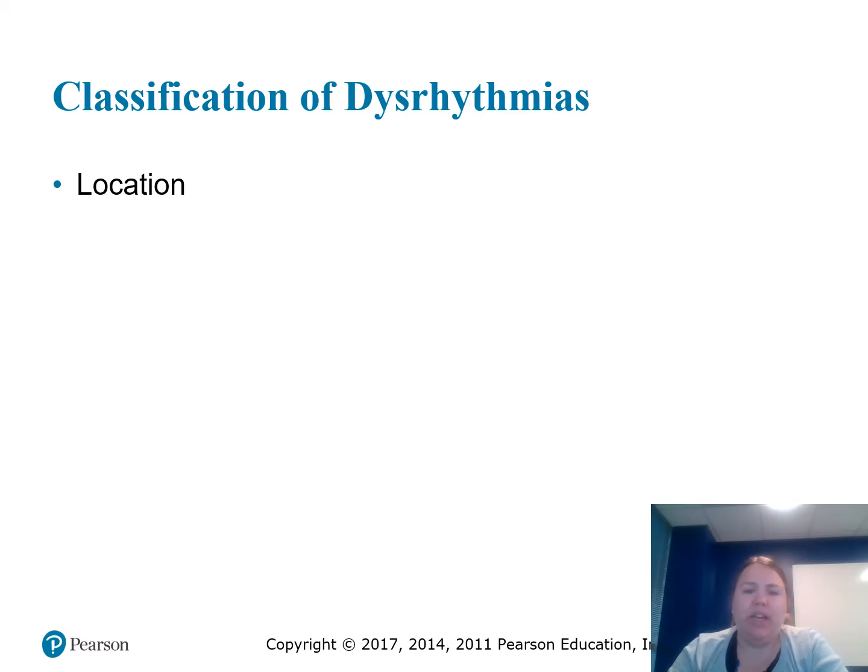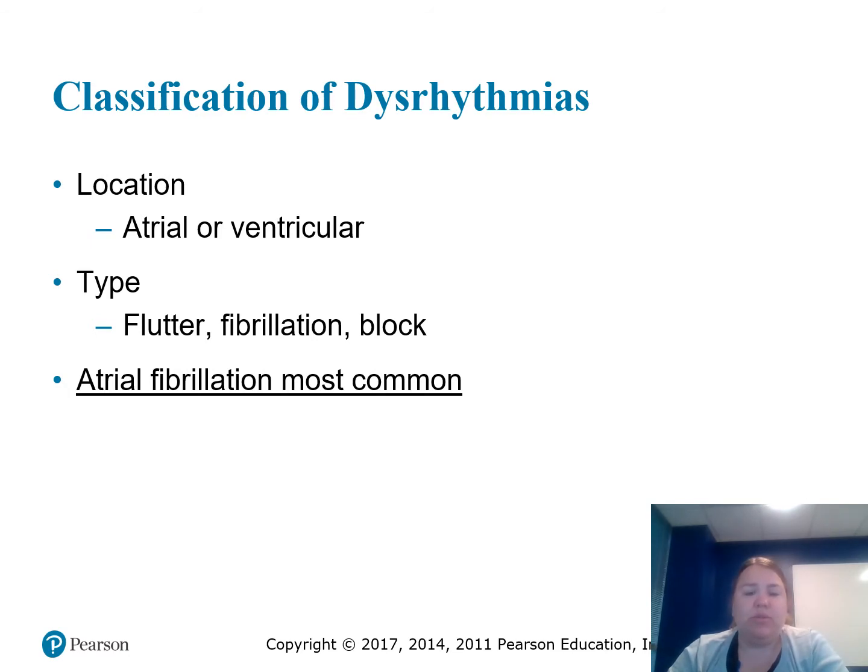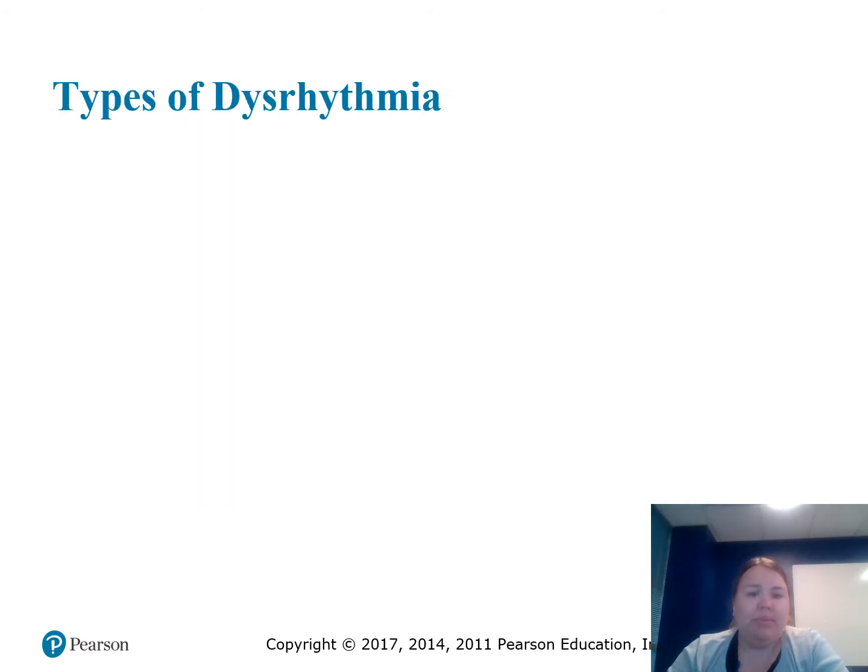Now, depending on the location of the dysrhythmia, it could be atrial or ventricular. Also there are different types: flutter, fibrillation, and block. So it could be a complete heart block, first degree, second degree, third degree, or it could be atrial flutter or ventricular flutter. Atrial flutter is the most common type of flutter. And then there's fibrillation. You'll hear VFib, ventricular fibrillation, or atrial fibrillation. The most common one for fibrillation is atrial fibrillation.